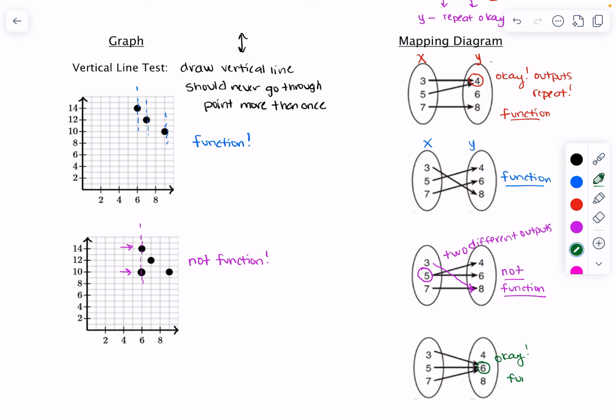It's a function because each input has one output. The one output happens to be 6, but each input's different. 3, 5, and 7 are different. That's one input to one output. That is okay. That is a function.